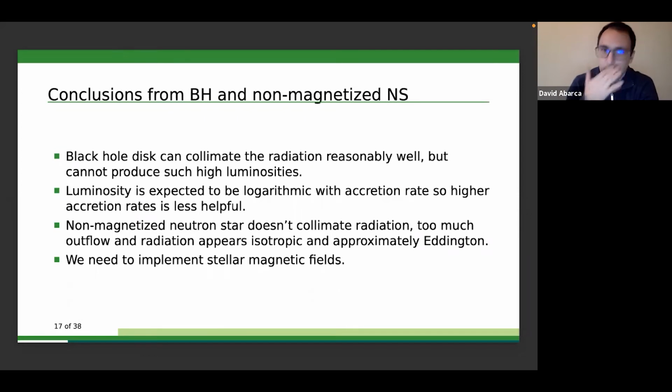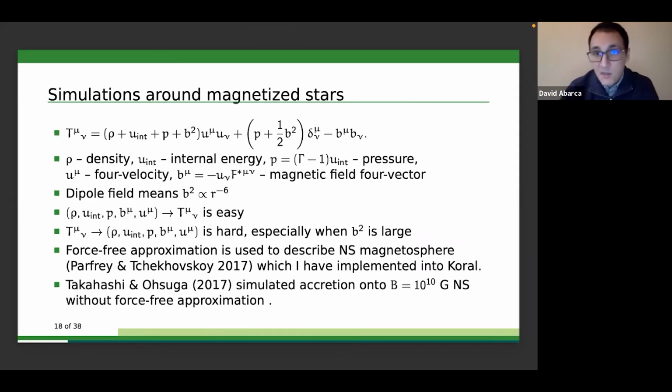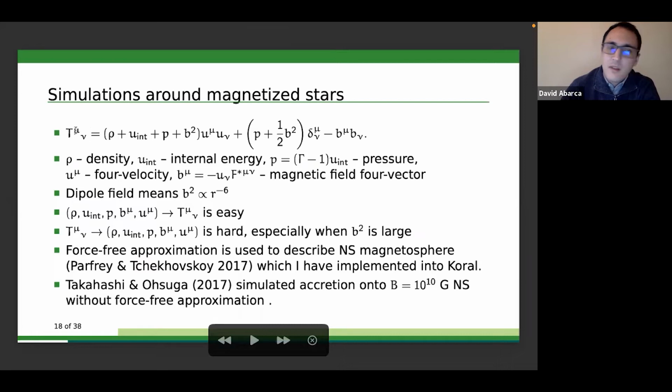It turns out that we can't get there with non-magnetized neutron stars. We need to introduce magnetic fields. So that's what we're going to do. This is somewhat challenging, as I mentioned in the abstract, and one of the reasons why is just the way that the code works.